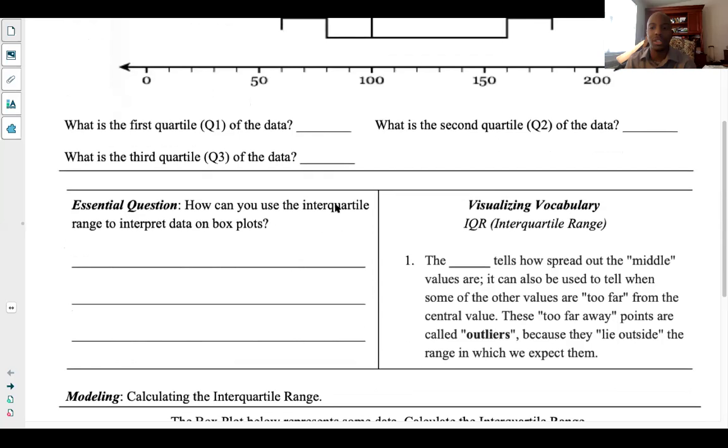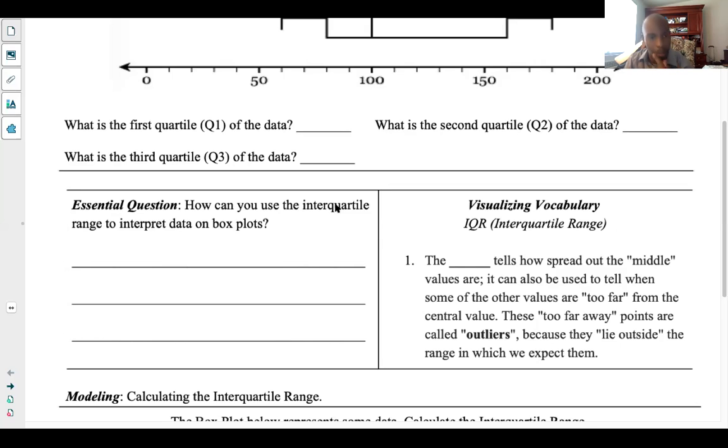So the IQR tells us how spread out the middle values are, right? That middle data. It also can be used to tell when some of the other values are too far from the central value, which is that median. How far they are from that median. These two faraway points are called outliers because they lie outside the range in which we expect them, okay?